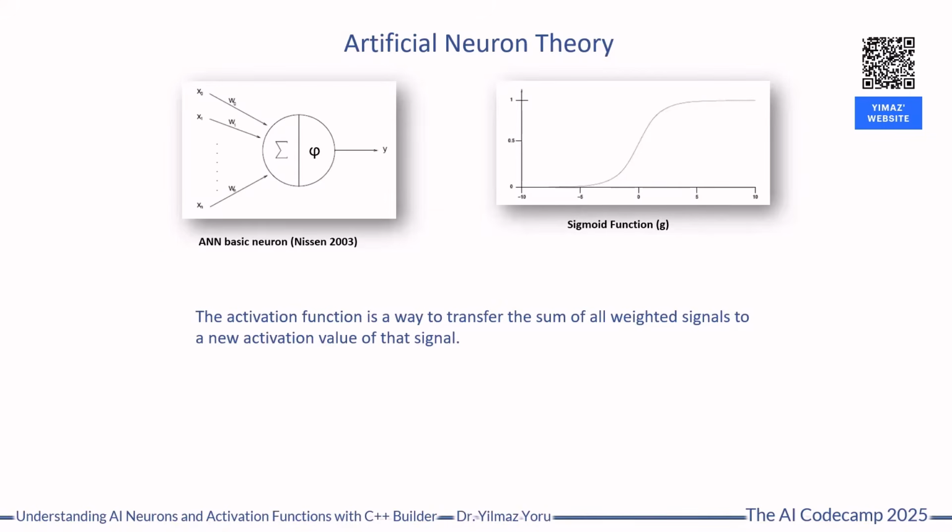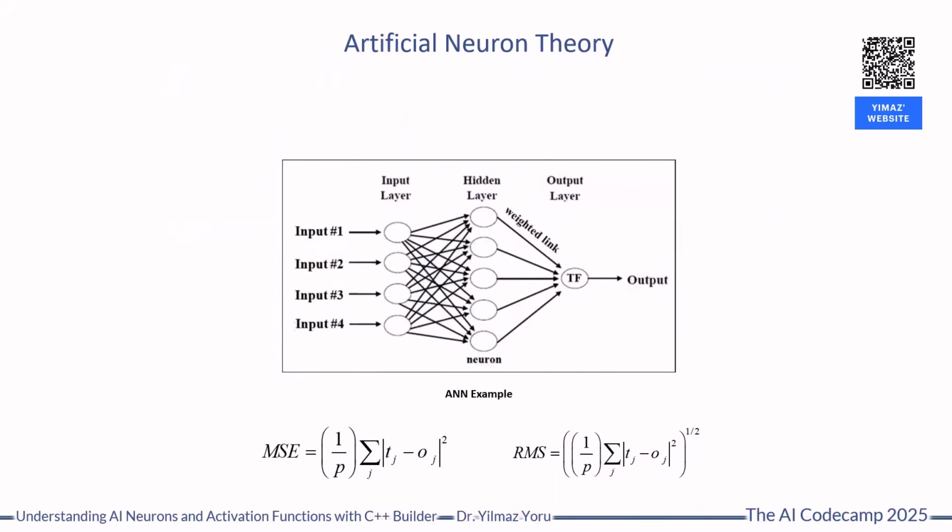There are different types of activation functions. Now we can connect each of these artificial neurons to other neurons together, and then we can obtain an artificial neural network. This is a very simple artificial neural network example that has 4 inputs, 1 output, and 1 hidden layer. At the end, you can compare your results with other results by using mean square error or root mean square error formulas, or you can also use normalized mean square error functions.